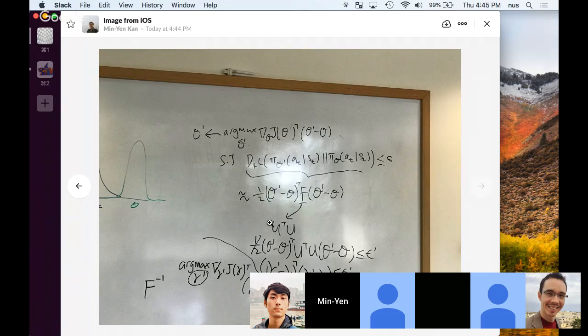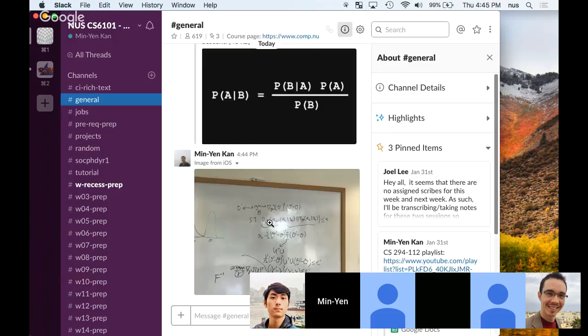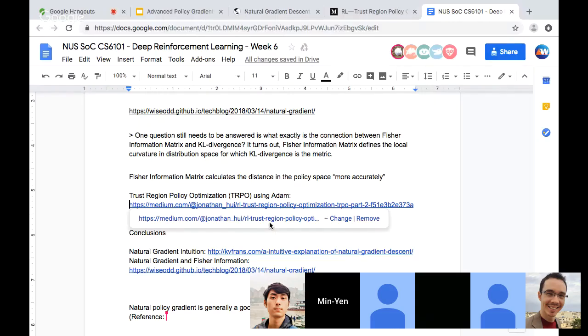But if you look at it, having to compute F inverse actually makes this very slow, right? Because you have a very large parameter space of many kinds of policies that you can take. Then inverting this matrix is quite a challenge.